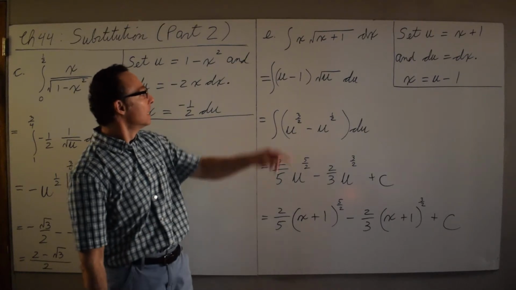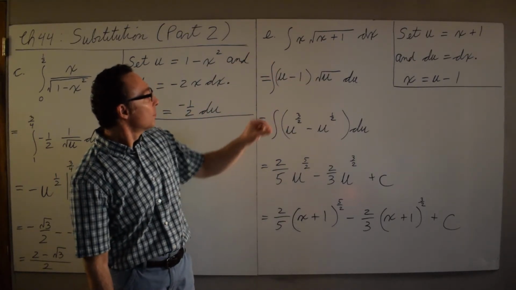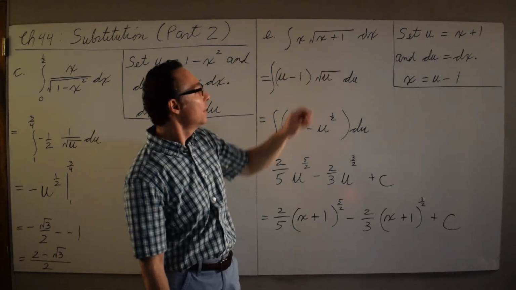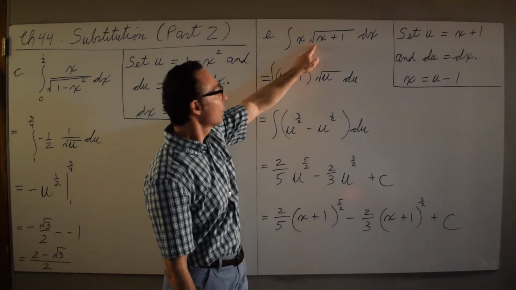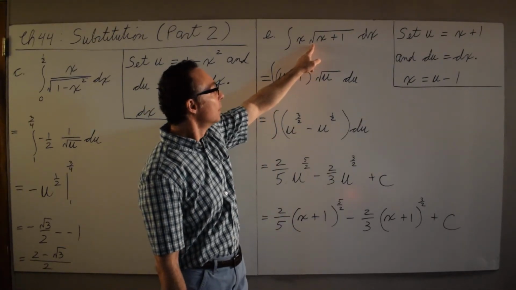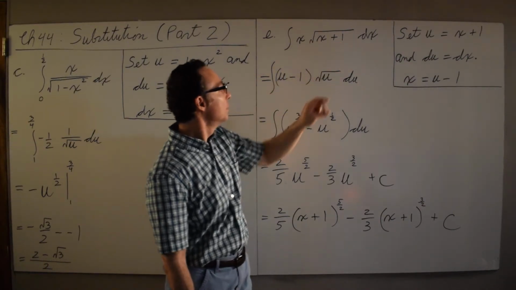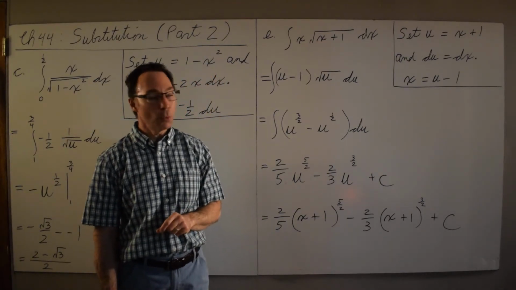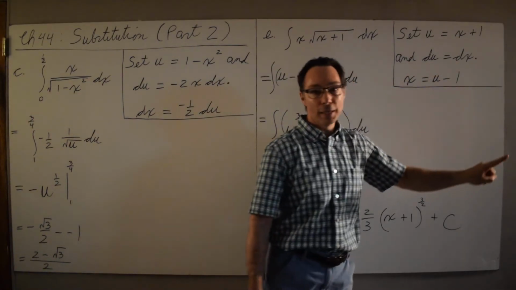Part E is a different kind of substitution. So here we have an x, we have a square root of x plus 1. This one's a little bit hard. The thing that's making this hard is this radical. And so we're going to set u equal to x plus 1. If u is equal to x plus 1, then du is equal to dx. Du is allowed to be dx.